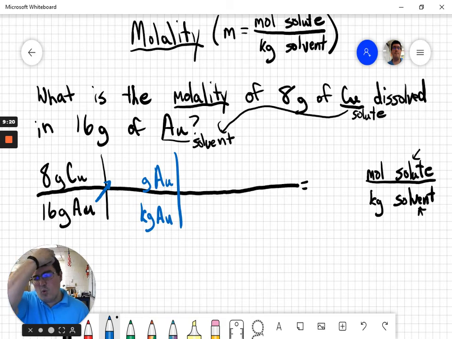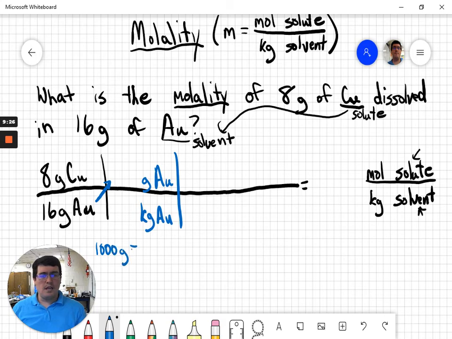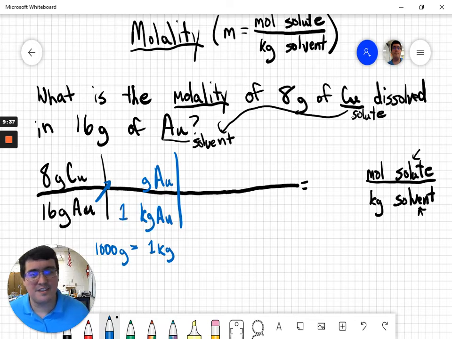To do that, I have to go way back to when we talked about grams and kilograms, and I have to know 1,000 grams equals 1 kilogram. So because 1,000 grams is equal to 1 kilogram, I can put those numbers into this equality. 1 goes in front of the prefix. Scientific notation goes in front of the base unit.